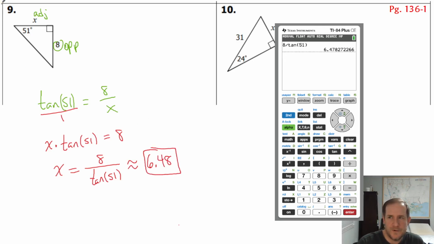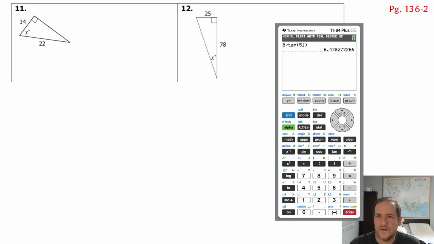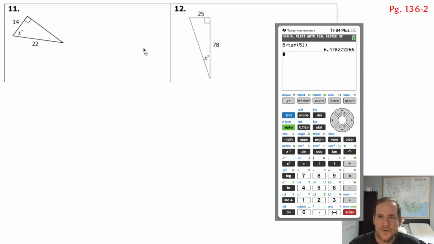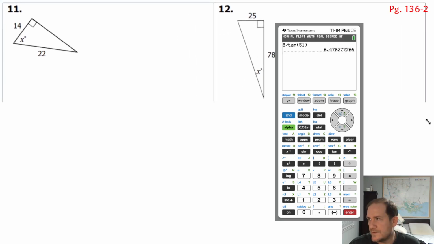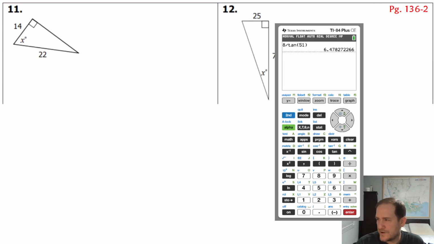And that's a wrap on number 9. We don't have to do 10 because we're only doing the odds. So let's go check out 11. You'll notice for 11, x is an angle again. So this time we do need inverse trigonometry. But I'll still start the same way.